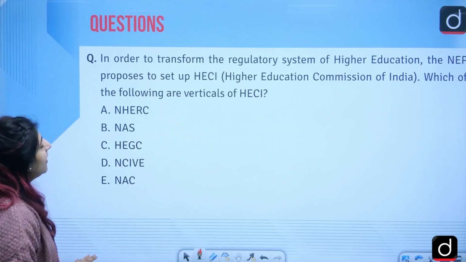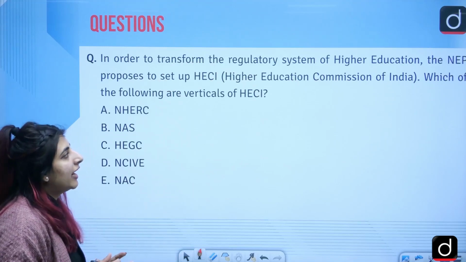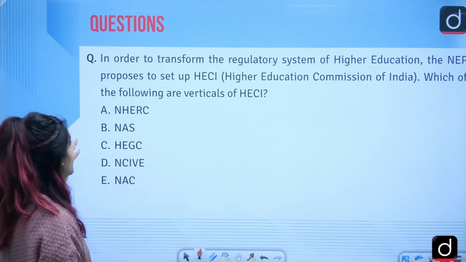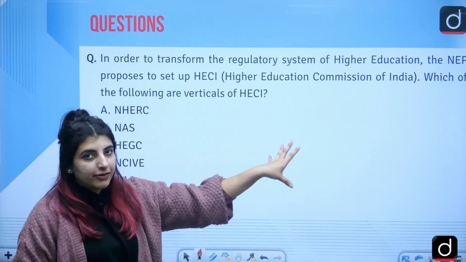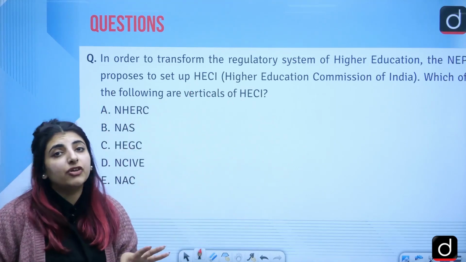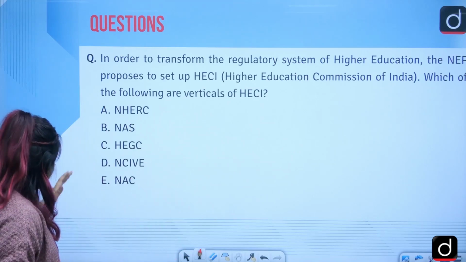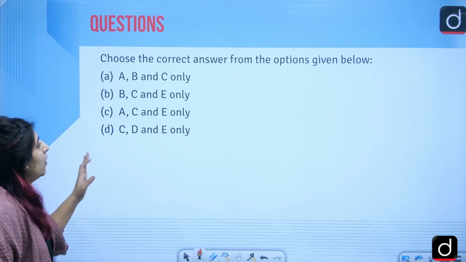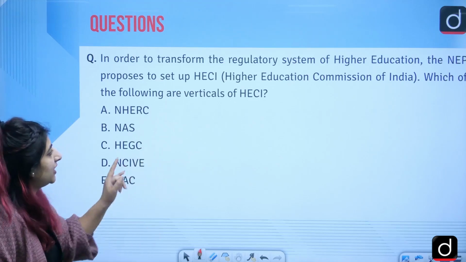The next question that I have for you is, in order to transform the regulatory system of higher education, the NEP, that is the National Education Policy 2020, proposes to set up a Higher Education Commission of India, that is HECI. Which of the following are the verticals of this? So pause your screens, try to think. Right? These are the verticals you are supposed to choose, and these are the options. What amongst these 5 of them are the verticals of HECI?